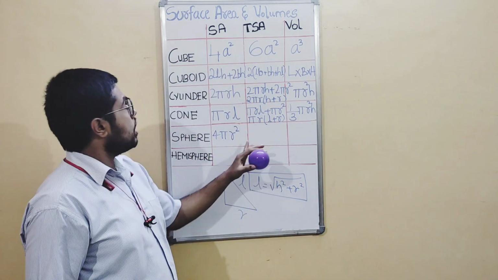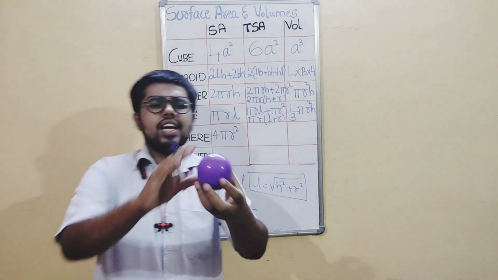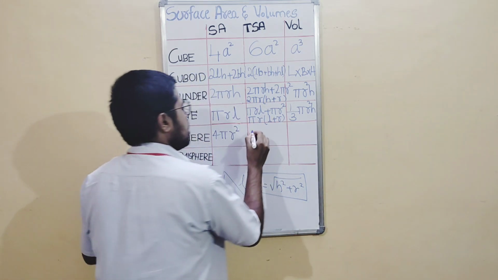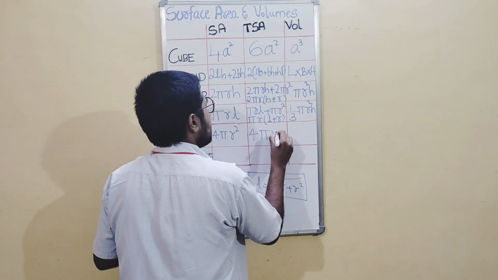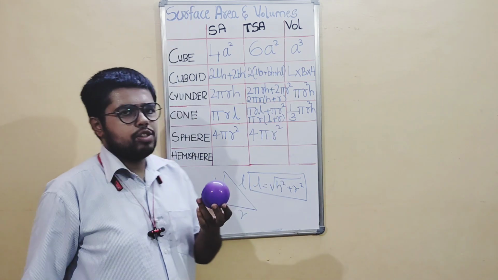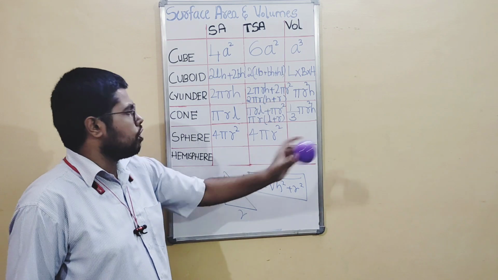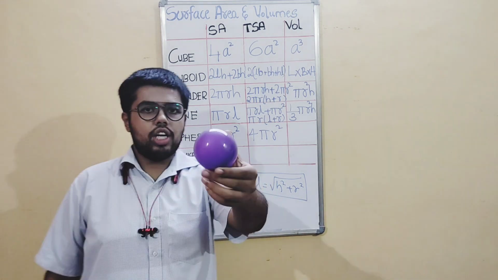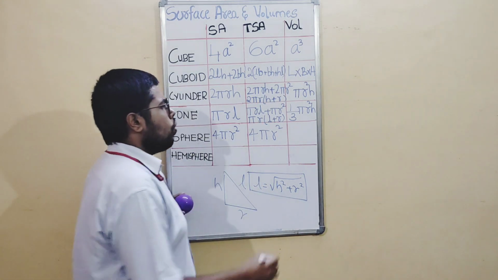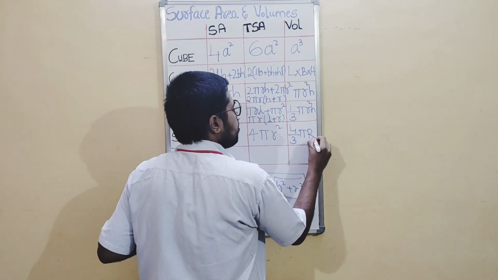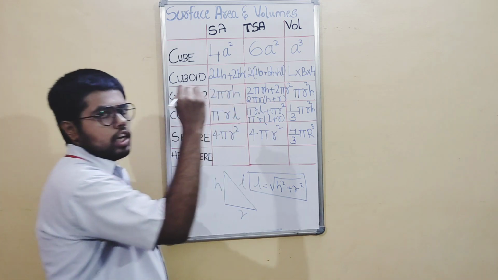Now what is the total surface area? Are we hiding something? Nothing we are hiding. Therefore, it is the same. There is nothing called curved surface area of sphere. It is always total surface area of sphere. It is again 4 pi r square, because nothing is there to hide here. Next, coming to volume. Volume is simple. 4/3 pi r cube. Remember cube. I told you 3 times.